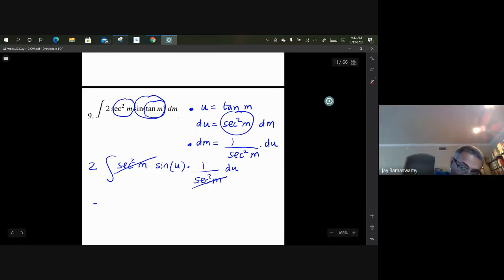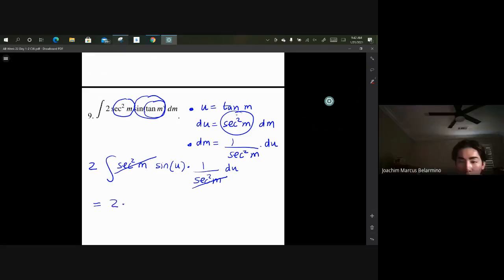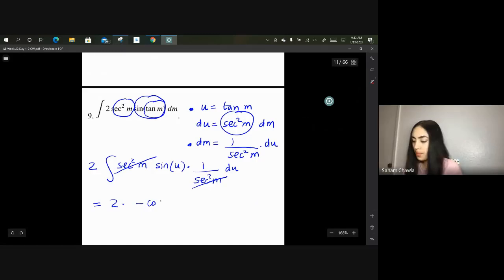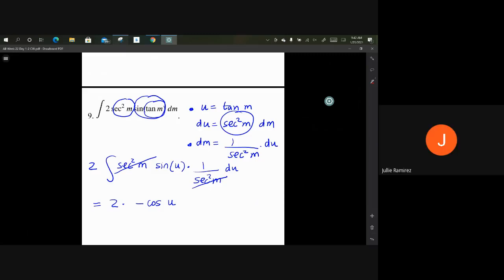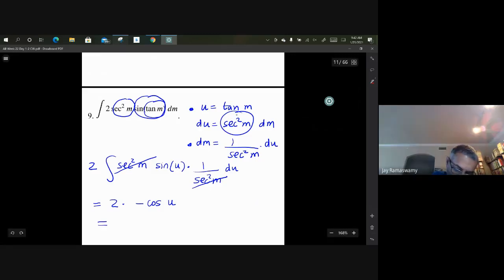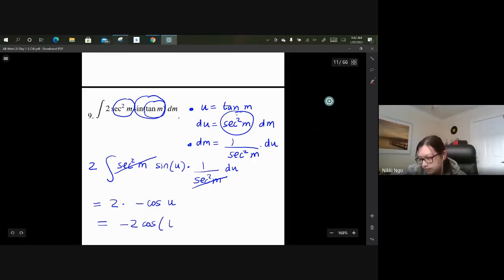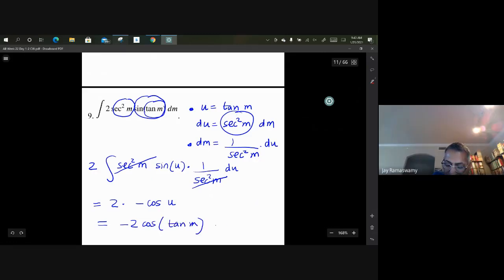Okay, careful. Now we're doing integrals. What's the integral of sine u? Negative cosine u. Negative cos u. Is everybody okay there? Are we done with the problem? There's one final step. Substitute. Thank you. She got the hang of it. So is that negative 2 cos of, what is u after all? Tan m plus c. Ta-da!